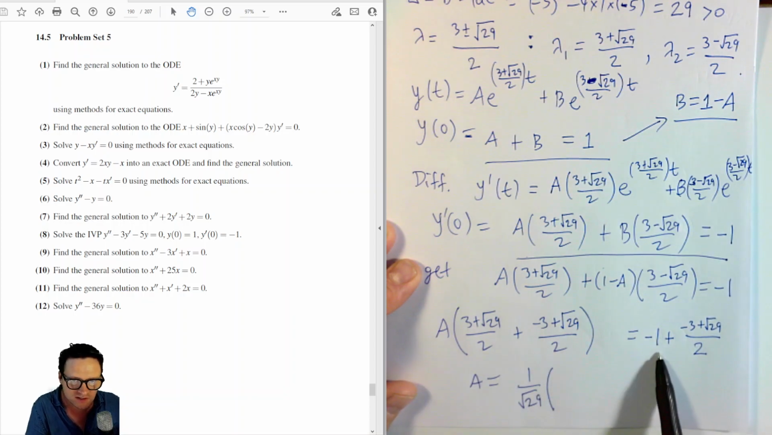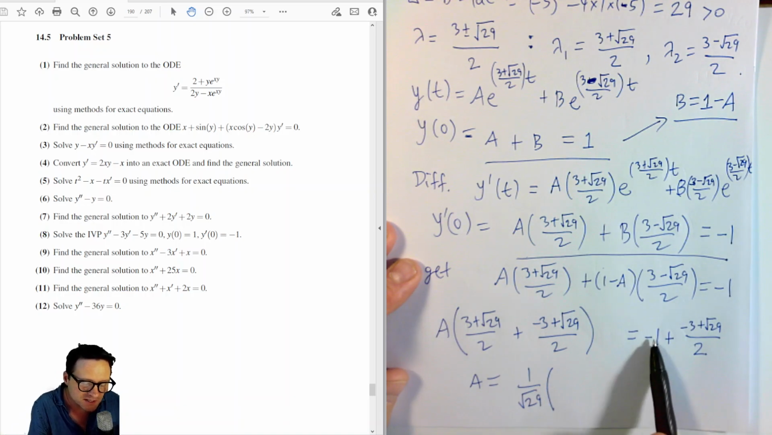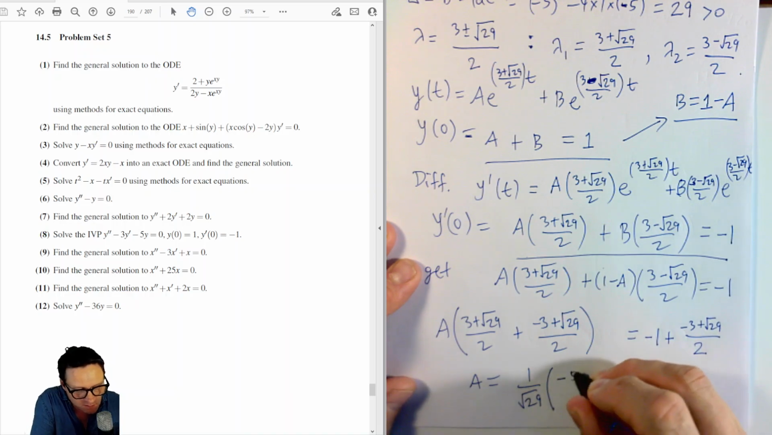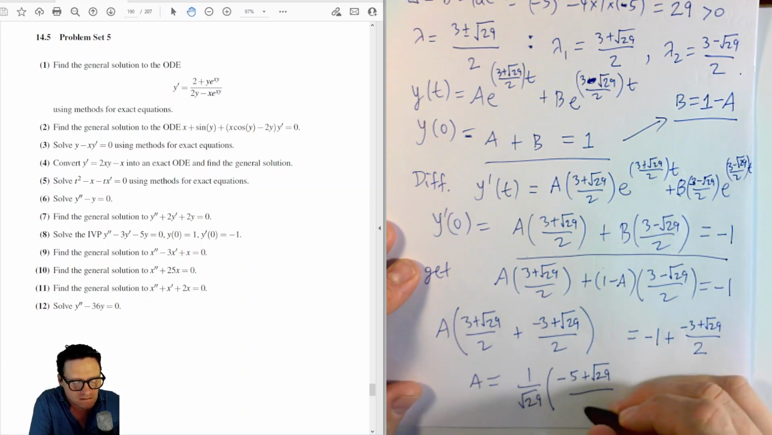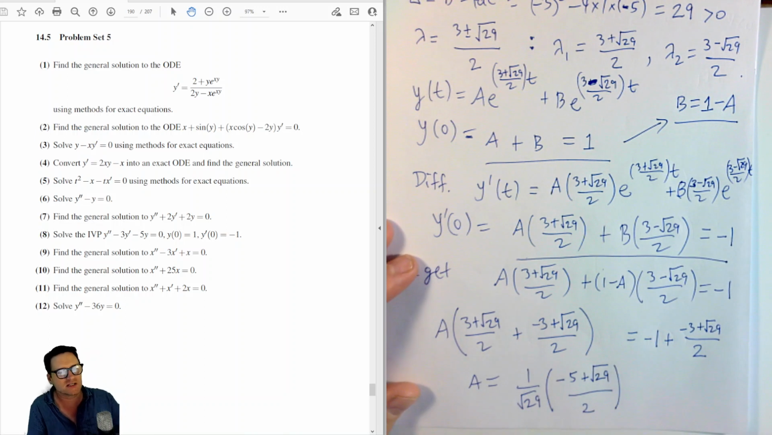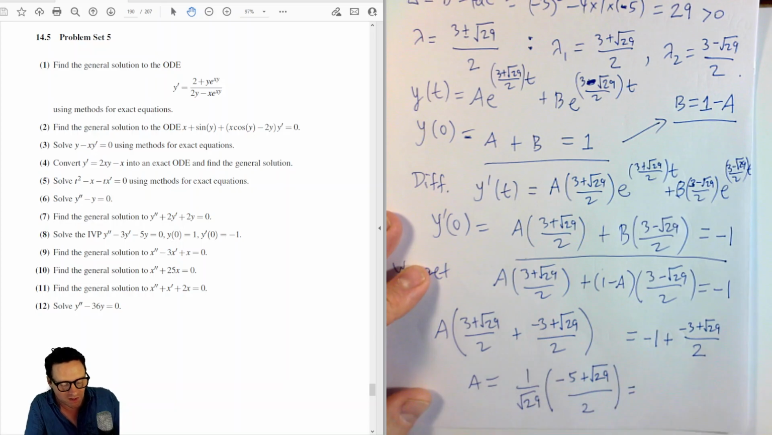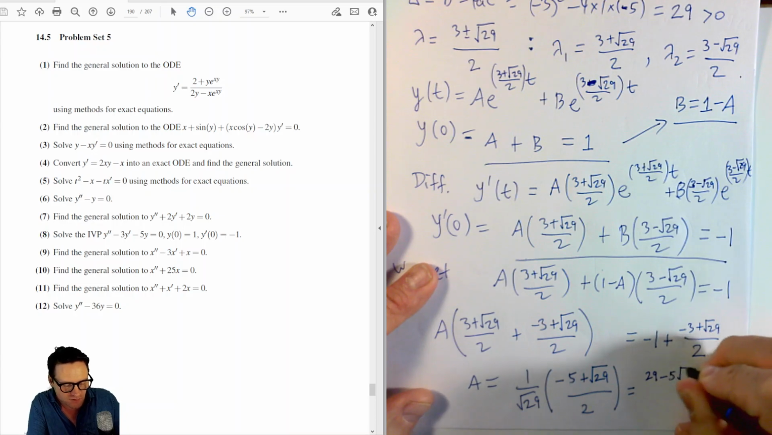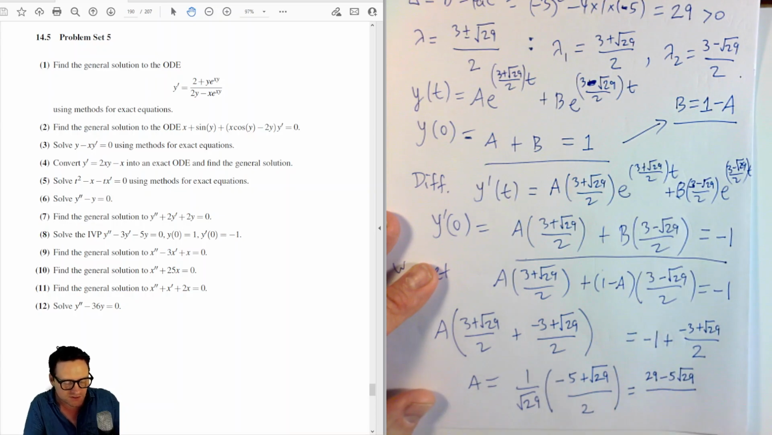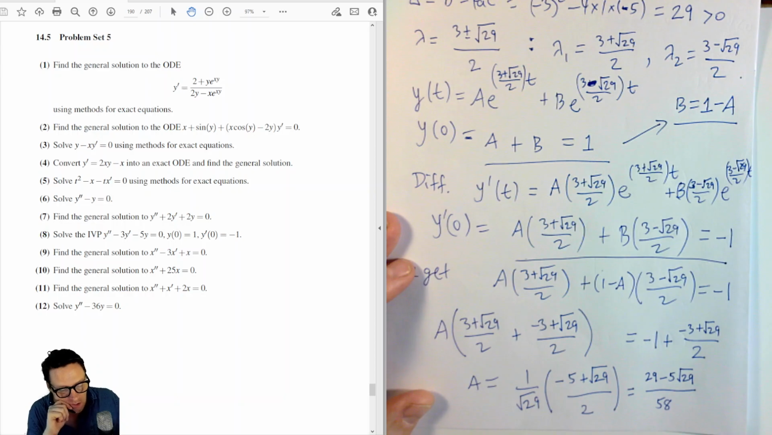Now let's simplify this, putting this over one fraction bar. So minus 1 is minus 2 over 2, and minus 2 minus 3 is minus 5. So minus 5 plus root 29 over 2. Okay, now we might want to simplify this a little bit, right? So let's multiply top and bottom of this thing by root 29. So then what we'll get is 29 minus 5 root 29 over 2 times 29 is 58. Okay, so there's our a.